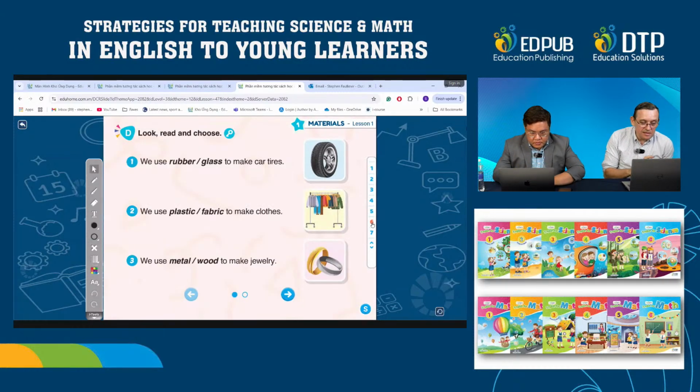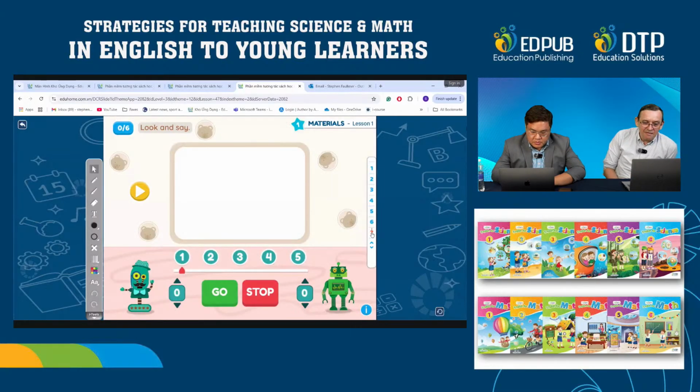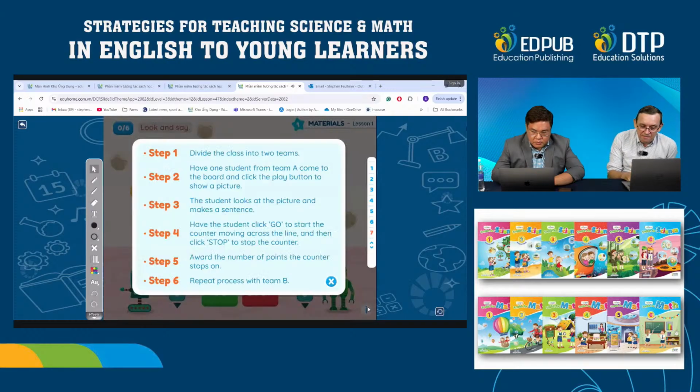We've got a reading activity, choosing the correct word. There we go. We use rubber to make car tires. You've also got the answer key if you want to do it very quickly. And finally, in the lesson, we have a final game. Sometimes this is a team game. Sometimes it isn't. We have instructions for the teacher.